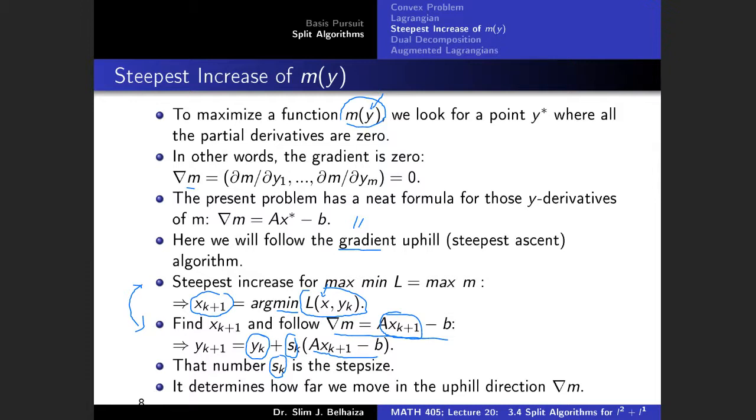Now I have a question. Why do we follow the gradient? You have seen this, I'm pretty sure, in previous mathematics course. And it's my pleasure to remind you this. Why am I looking in the direction of the gradient? Okay, I don't hear any answer.